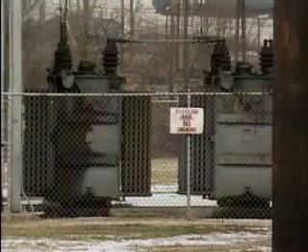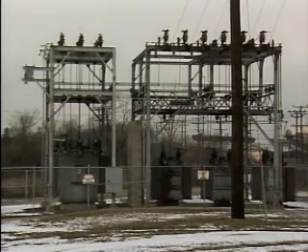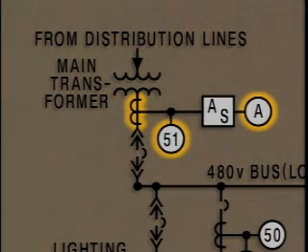The transformer converts the incoming high voltage from the distribution lines to a lower voltage that is used within the plant. This symbol represents a current transformer. Current transformers are frequently used to supply current at a reduced value to devices such as ammeters and relays that are used to monitor and control the power in the system.